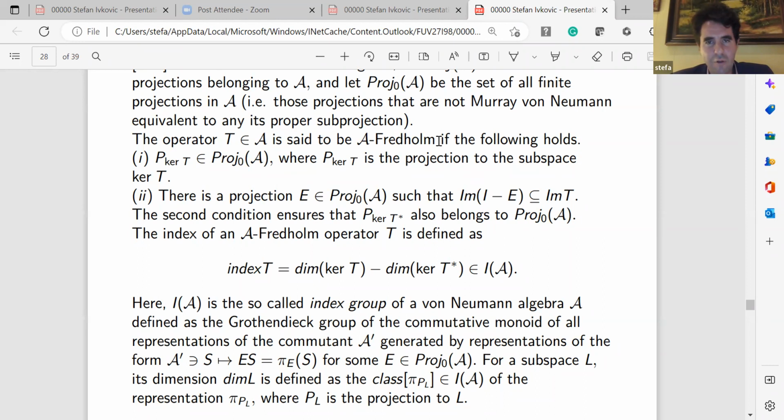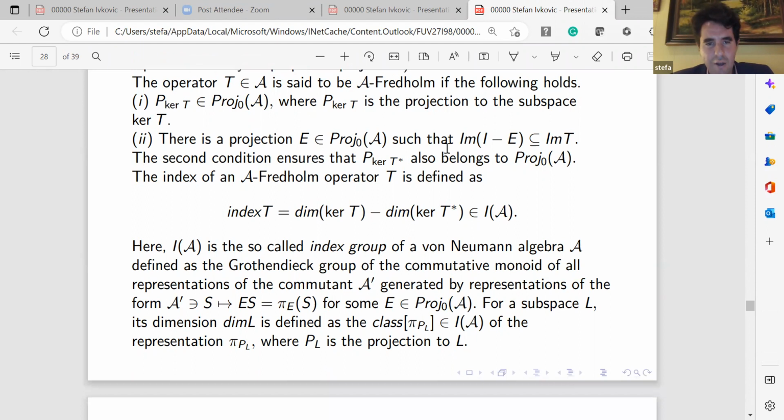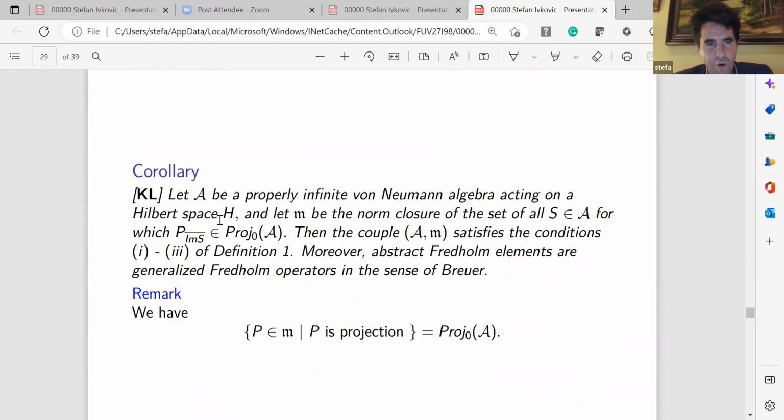But now we shall see that according to Keckic and Lazovic, they can be described also in another, equivalent way, which is close to what we presented so far. So Keckic and Lazovic proved, in what they call a corollary, that if A is a properly infinite von Neumann algebra acting on a Hilbert space H, and if M is the norm closure of the set of all S in A which are finite operators. What does it mean to be a finite operator? This means that the projection onto the closure of the image is a finite projection.